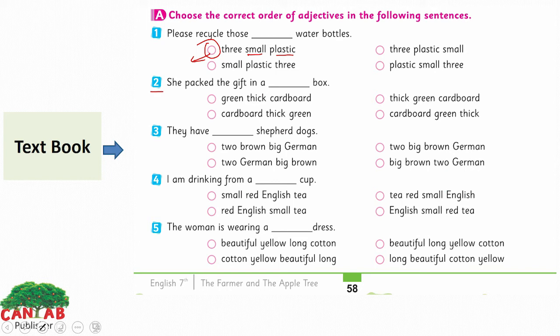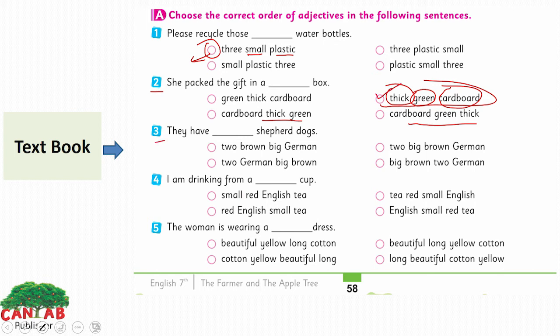The second one: she packed the gift in a box. Green thick cardboard box, thick green cardboard box, cardboard thick green, or cardboard green thick. Which one is right here? Yes, this one is right. Thick green cardboard. Here, thick or thin is also considered a size. Green is a color and cardboard is a what? A material. So this is the right order and right option here.